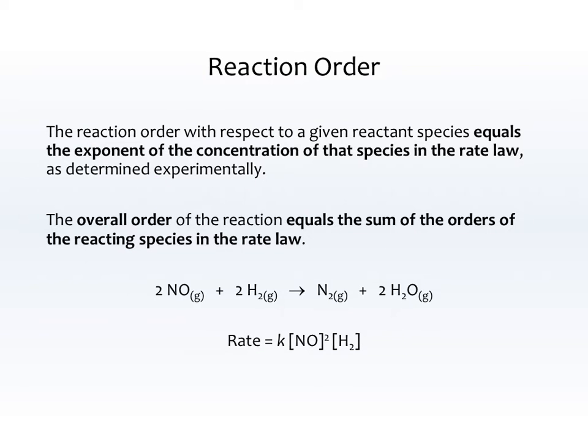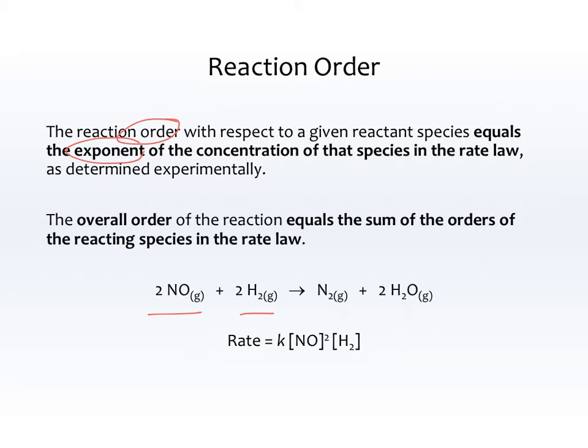The reaction order with respect to a given reactant species equals the exponent. Reaction order equals the exponent of the concentration of that species in the rate law, as determined experimentally. The overall order of a reaction equals the sum of the orders of the reacting species in the rate law. So consider the reaction of nitric oxide with hydrogen according to the following equation.